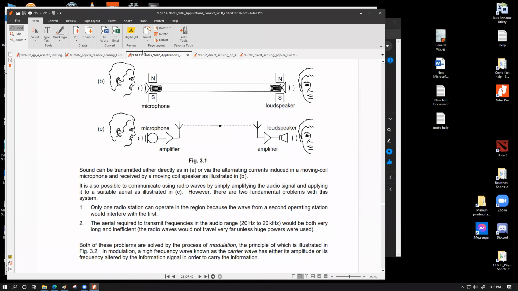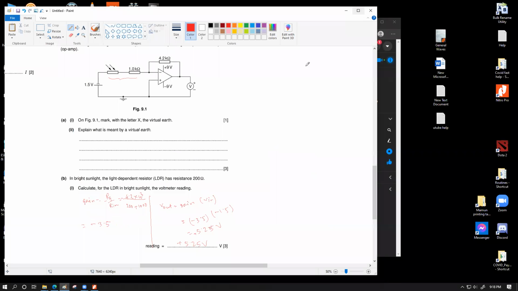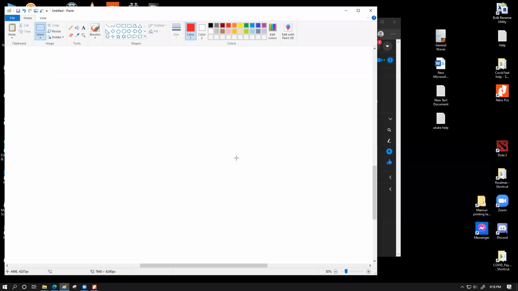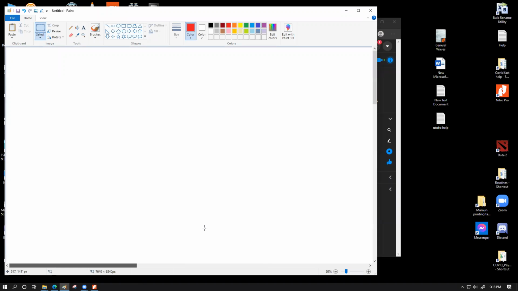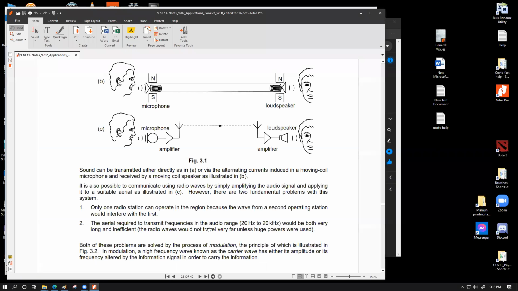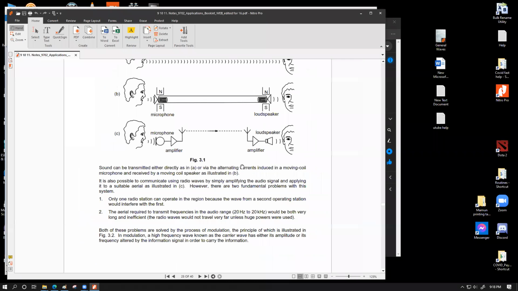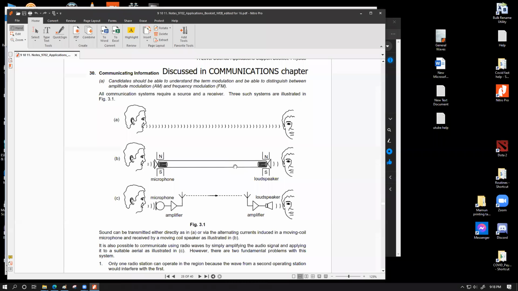All right, let's close everything else. Clear page, 100% zoom. First of all, this figure shows us that there are three different ways of communication. We talked about this in our very first class of the application booklet chapter, about the different things that we have in our chapter.